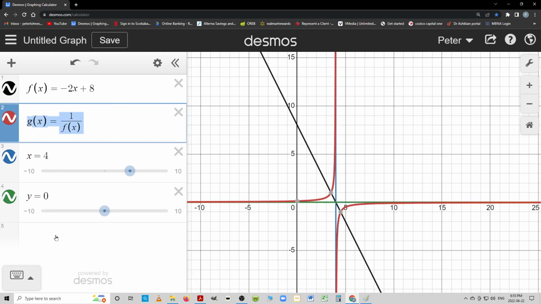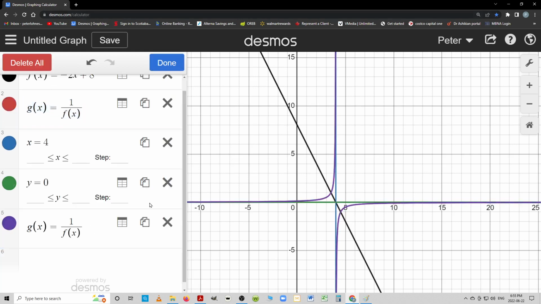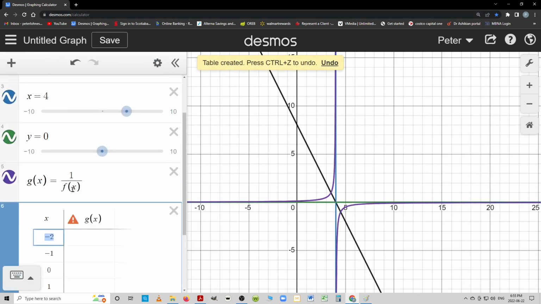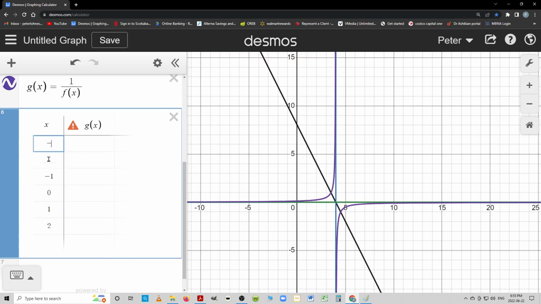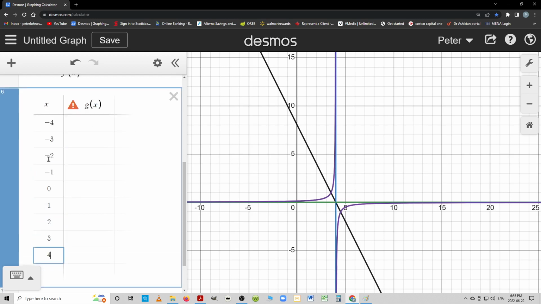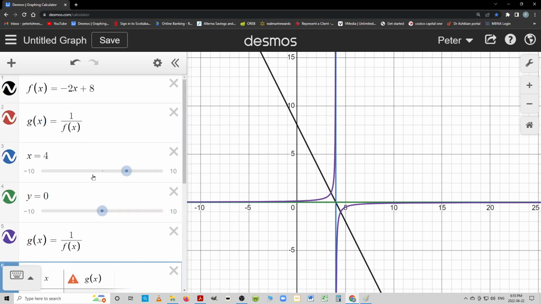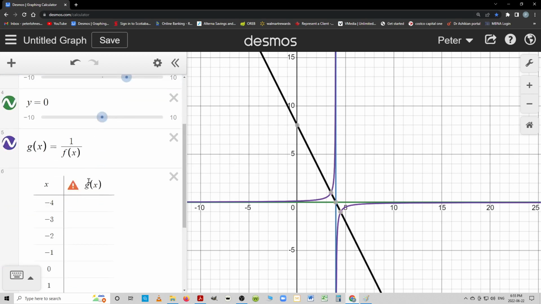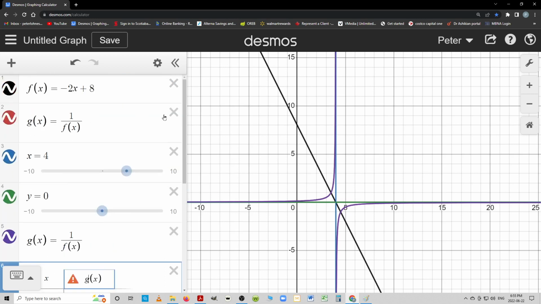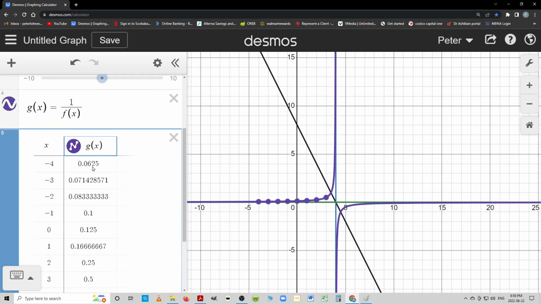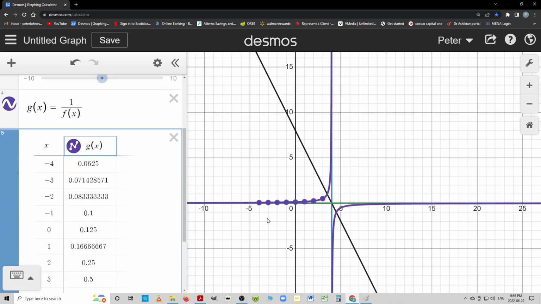Let's make a copy of that. And right here, we're going to create a table, and we're going to just do some values of g of x. Minus 4, minus 3, minus 2, minus 1, 0, 1, 2, 3, 4. And now for that, let's see, could it handle 1 over f of x? Oh, I've defined g twice, so it doesn't let me do that one there. That's what's going on. And we can see it's done some points for me.